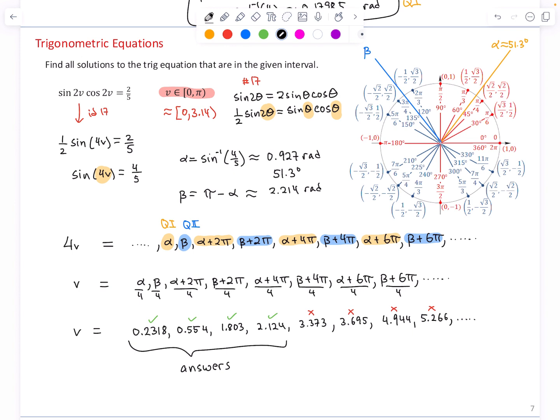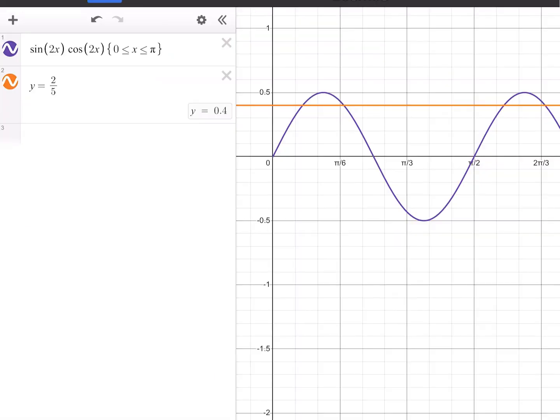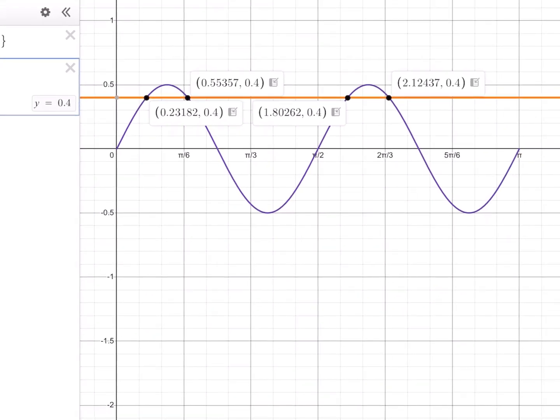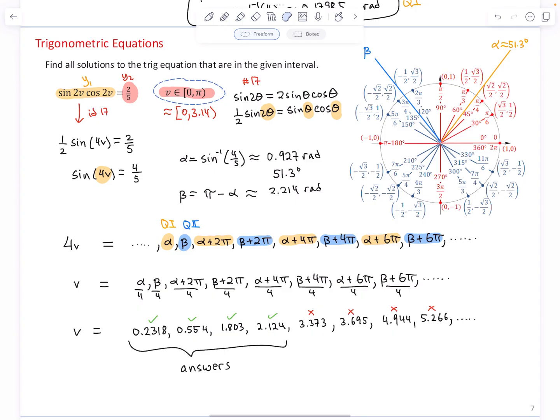Let's check this one with technology. So the left half of my original equation, I'll graph that as my first function, and then the right side of the equation, I'll graph that as my second function, and then only focus on this window of x-coordinates. And we get these two graphs. Between 0 and pi, there's only 4 points of intersection, and the x-coordinates of these points of intersection are precisely the 4 answers I just found here. And this concludes our lesson on solving trigonometric equations.